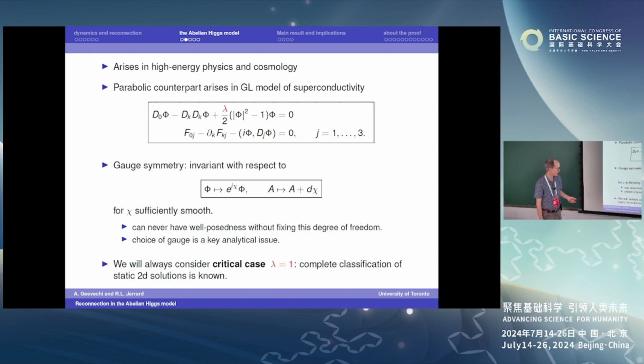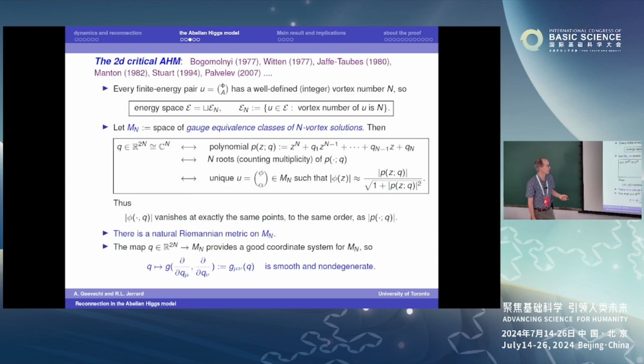Okay, now let me quickly review some aspects of the critical case lambda equals 1. So here, as I'll remind you, a complete classification of solutions is known in 2D. The initial results were due to Bogomolny. There's an important book of Jaffe and Taubes in 1980 that built on contributions from Bogomolny and Witten a few years before that. The work above here is Jaffe and Taubes and predecessors, and the work below here I'll get to in a second. And so here's what this says: there's a complete classification of solutions.